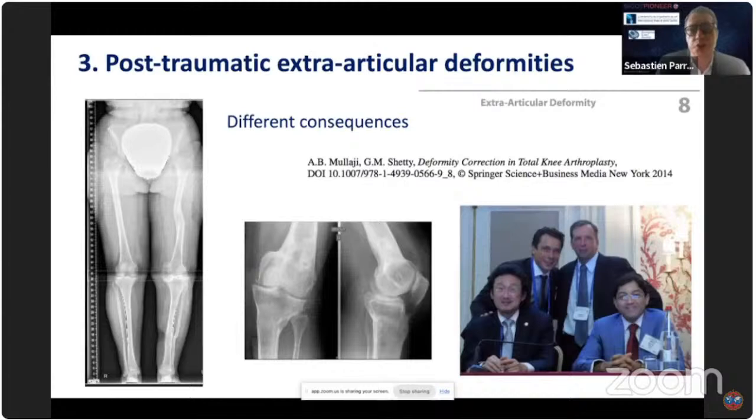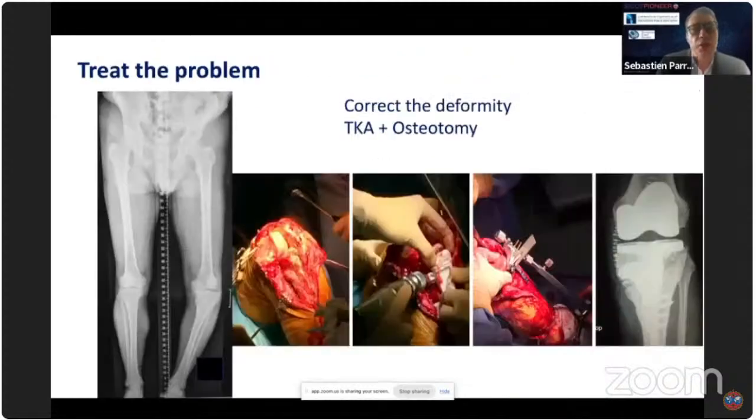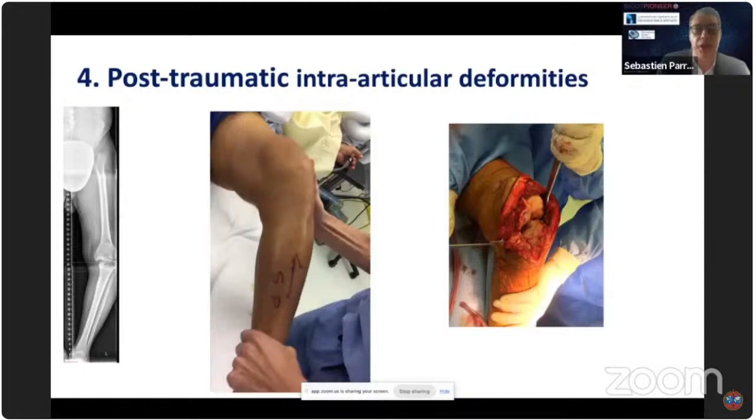The other case, which is most obvious but not more easier, is the post-traumatic extra-articular deformities. There's different consequences on the joint based on, once again, the importance of the angular deformity, and second, the distance to the joint. There's a classic paper written by Arun Mulaji, and please have a look at this paper. You will learn a lot on extra-articular deformities. You have to treat the problem. And Seb showed us a beautiful case of an osteotomy where he actually maintained the deformity, but sometimes you have to correct the deformity before going to your standard normal arthroplasty.